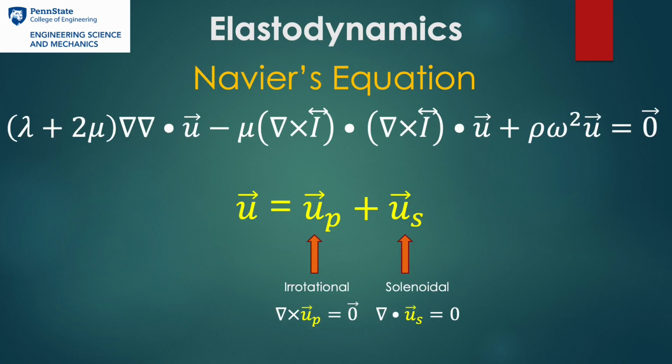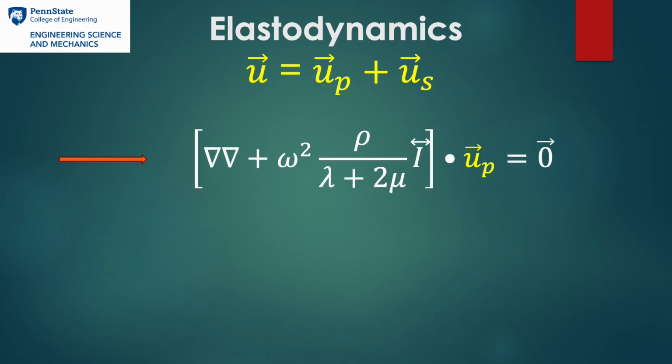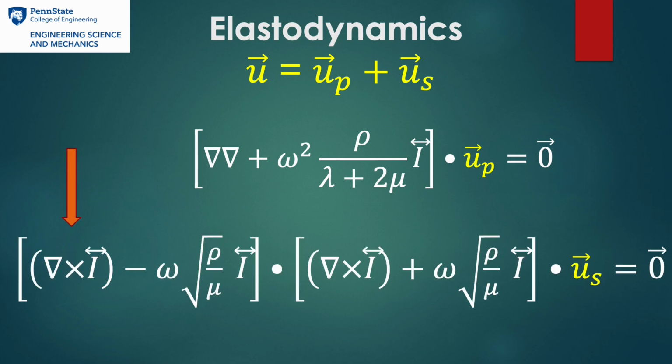Now, partition the displacement into irrotational and solenoidal parts. The irrotational part is denoted by U sub P and the solenoidal part by U sub S. The irrotational part of the displacement satisfies one second-order differential equation. The solenoidal part satisfies another second-order differential equation.